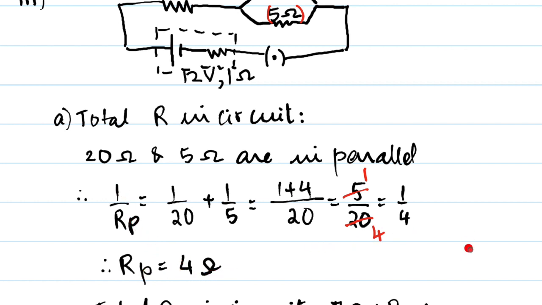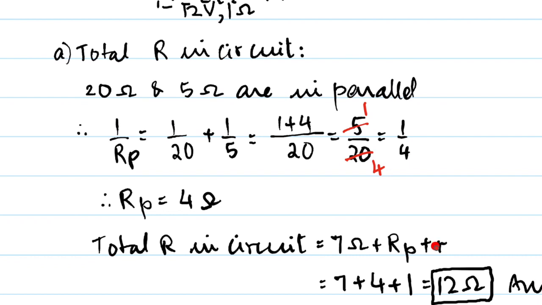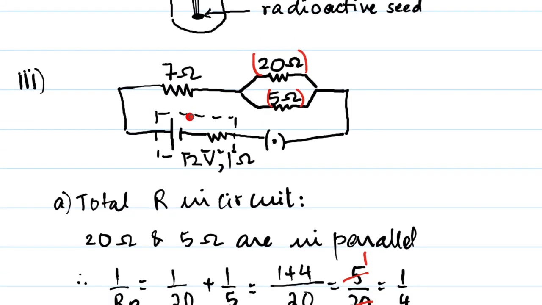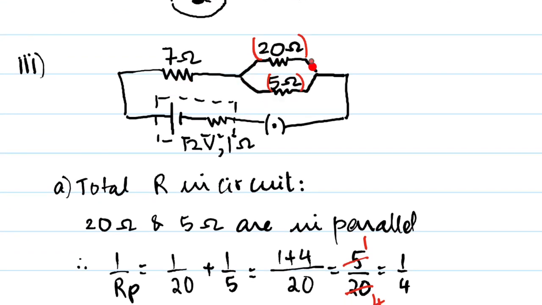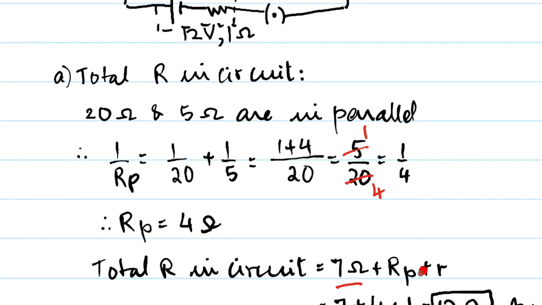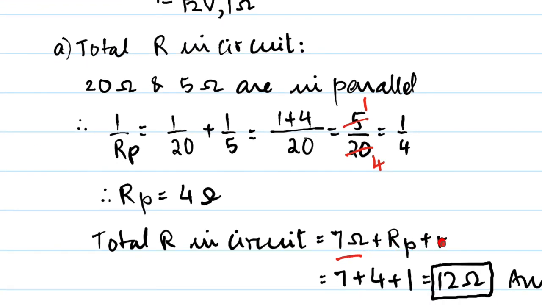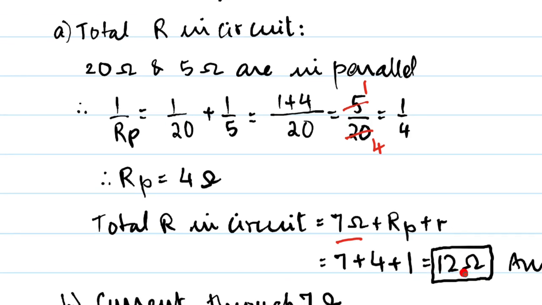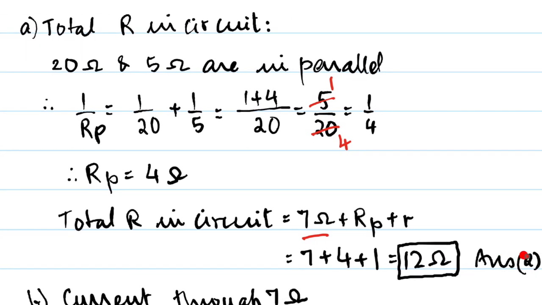and Rp will be 4 ohm, and total resistance in the circuit will be 7 ohm, that is this one, plus Rp and plus this 1 ohm. Can you see that? So 7 plus Rp plus r, so 7 plus 4 plus 1, that is 12 ohm, and that is our answer A, and that is going to give us 1 mark.